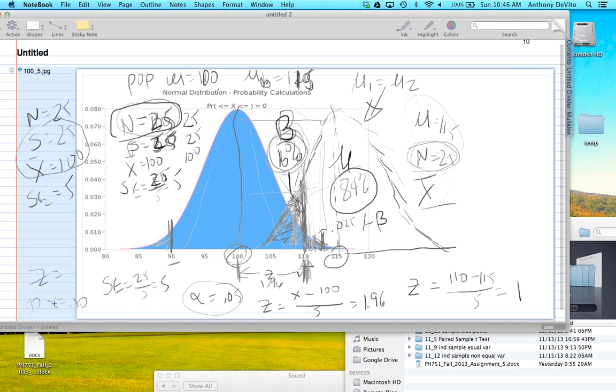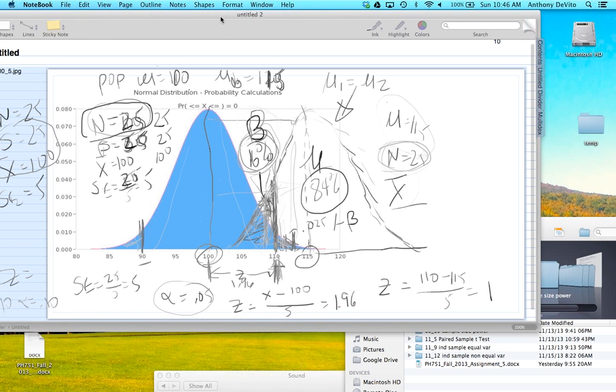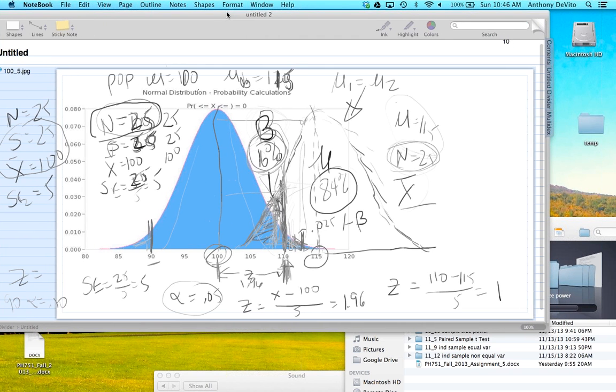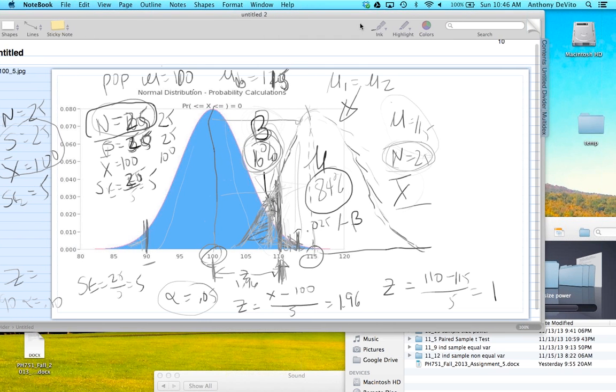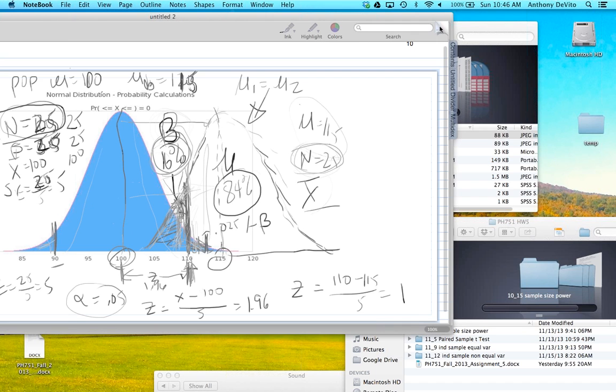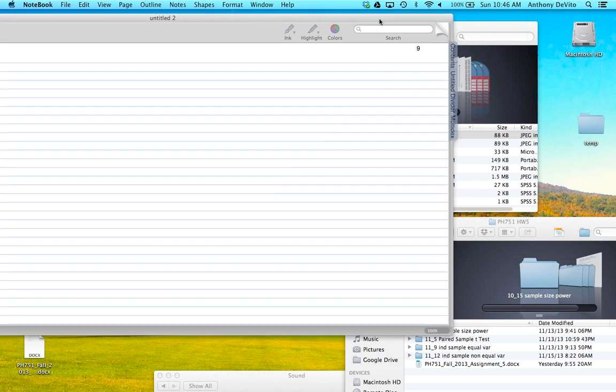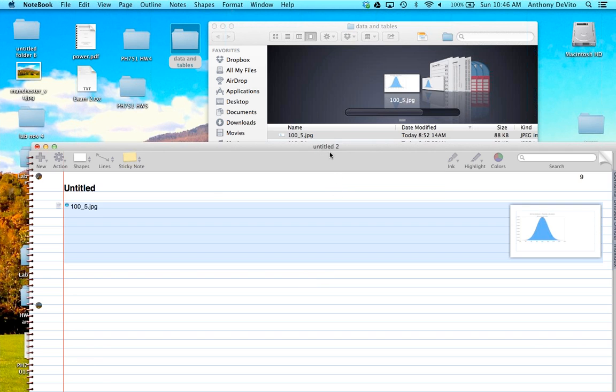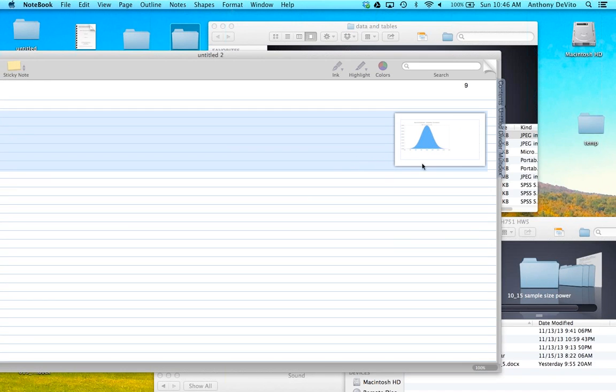Now, let's talk about calculating sample size. Okay. Now, let me see if I can erase some of this nasty stuff. I'm going to redraw this. I think that's going to be better. Okay. Let me enlarge this.